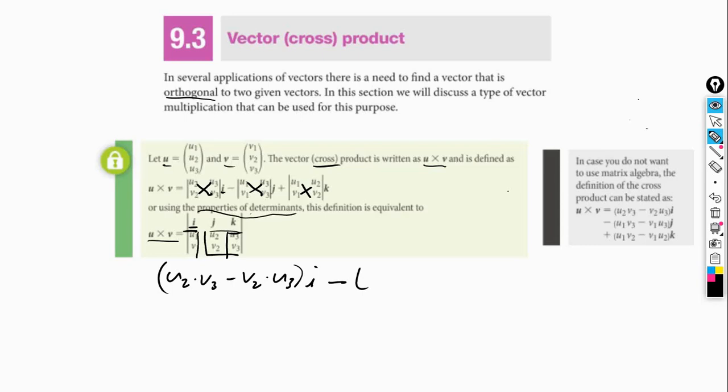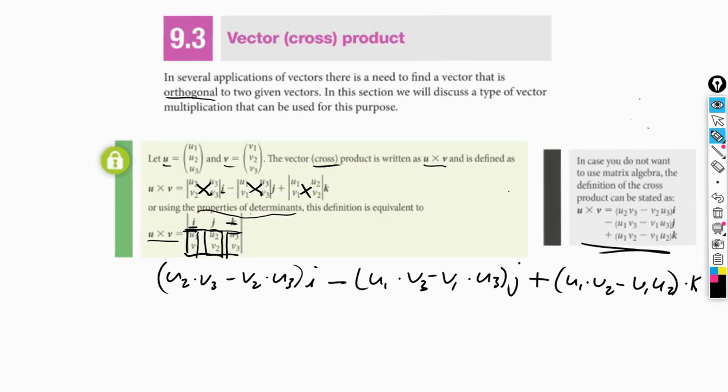So then it would be u1 times v3 minus v1 times u3, and this times j, and then finally plus, and we do the same thing for k. We cross multiply the components that are not in the same column as k. So plus u1 times v2 minus v1 times u2, and this times k. Notice that this is the same definition we see over here to the right.